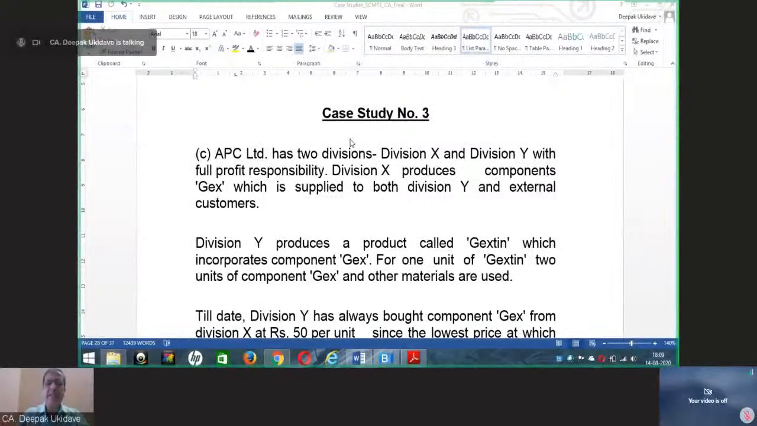Division Y will sell 1,20,000 units in the external market, whereas division X will sell 3 lakh units in the external market and nothing to the internal customer. So all our unit selling prices remain the same. 50 rupees is the same price of division X. Let us concentrate on division X first.